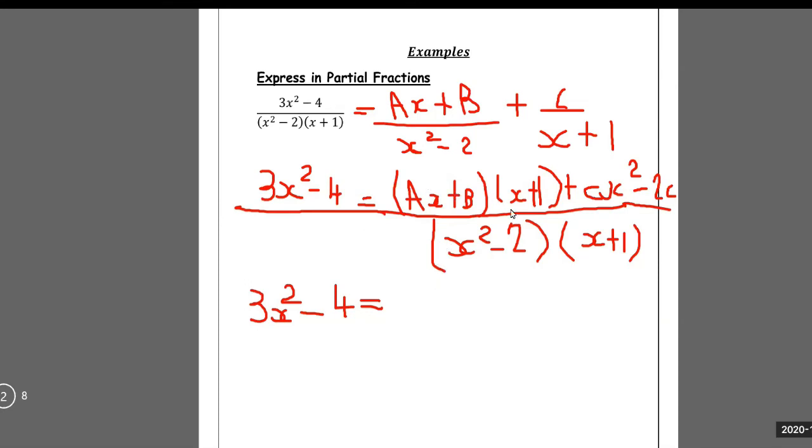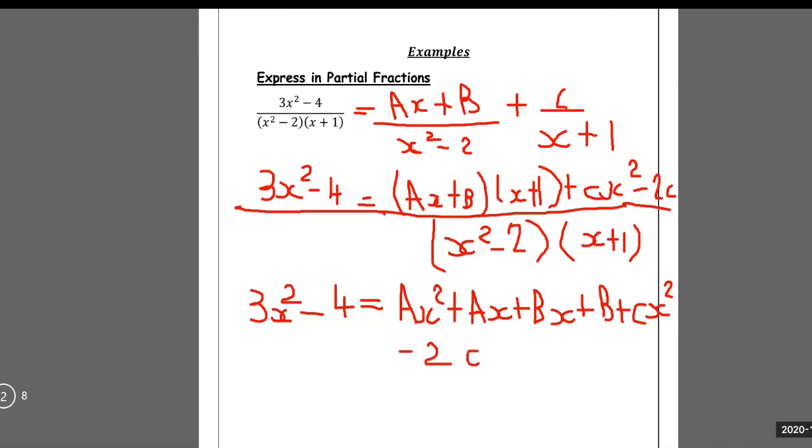So what we can do is expand it. We expand by saying ax times x is ax squared, plus ax times 1 is ax, plus bx, plus b, plus cx squared minus 2c.